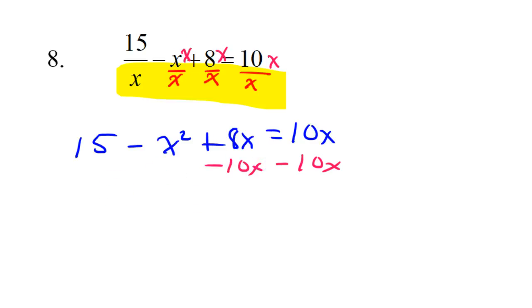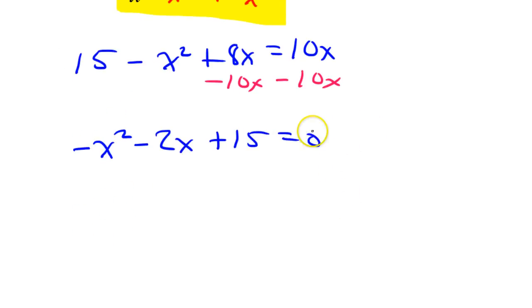Now when I recopy this, I am going to write this in standard form. So the negative x squared will go first. 8x minus 10x is going to be negative 2x. And then I've got the 15, so I'm going to put my plus 15 on the end. This is equal to 0. I want to try to factor this, but it's not good to try to factor when you have a negative in the front. So what I would do is factor out that negative 1.